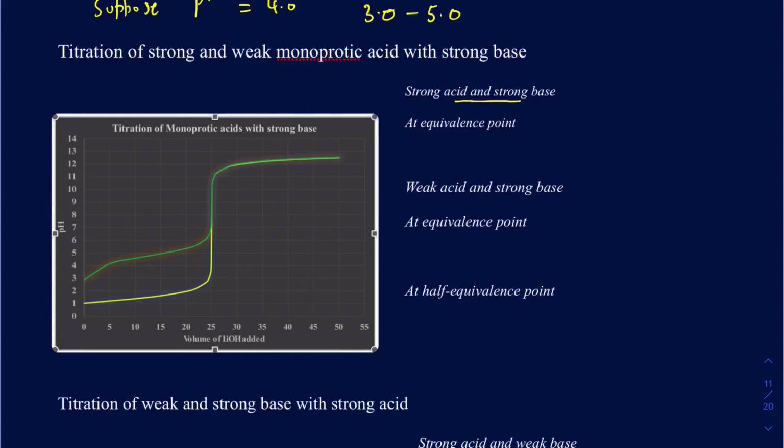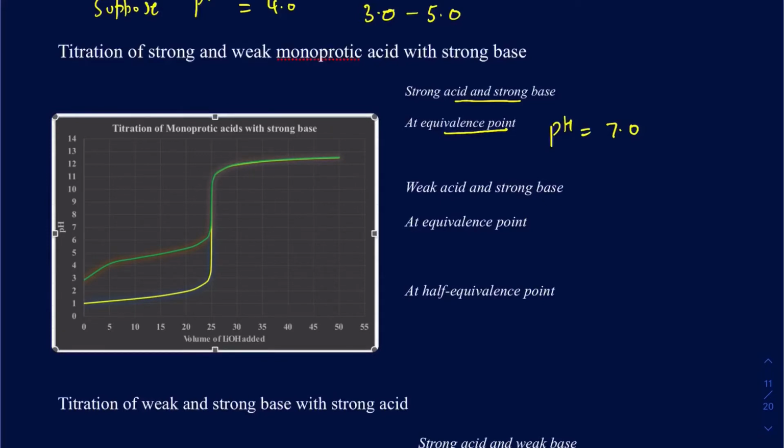When you reach the equivalence point, your pH is always going to be 7.0. Now, that's going to be true anytime you're dealing with a titration of strong acid and strong base. And how do you really figure out the pH when you are looking at the graph?